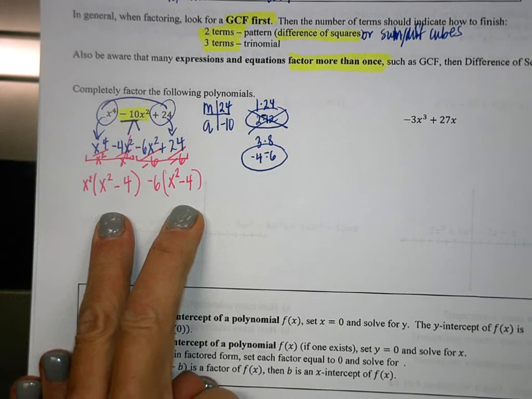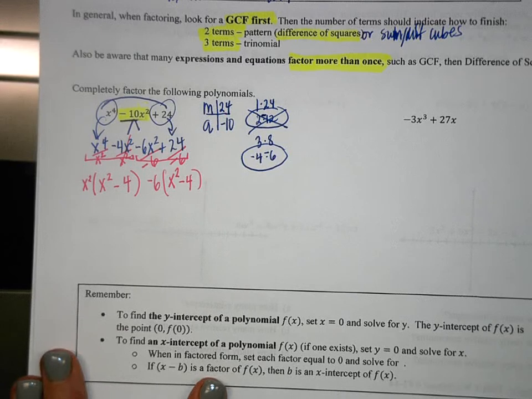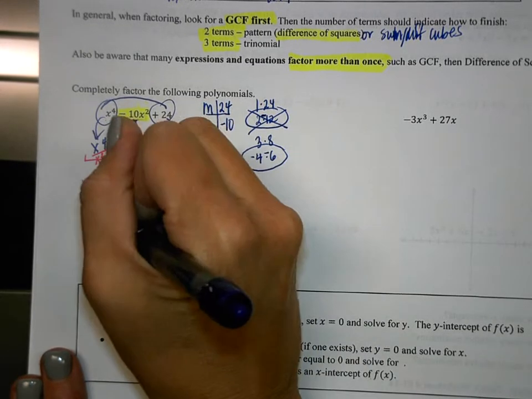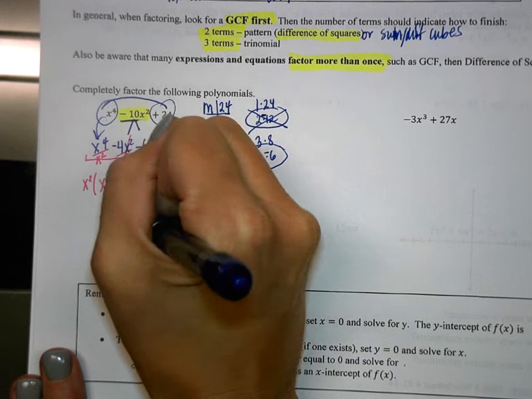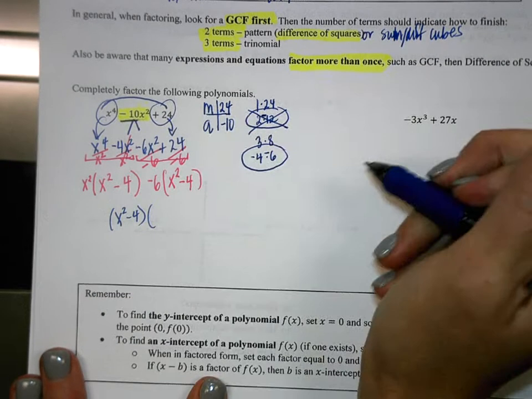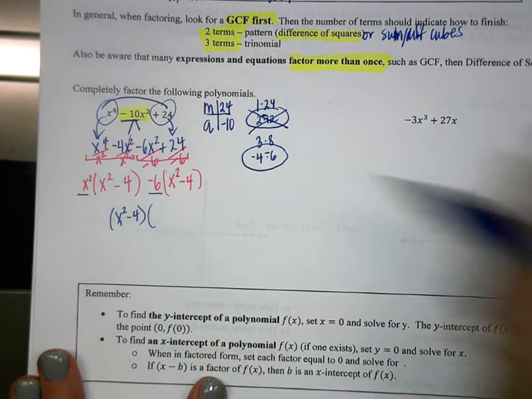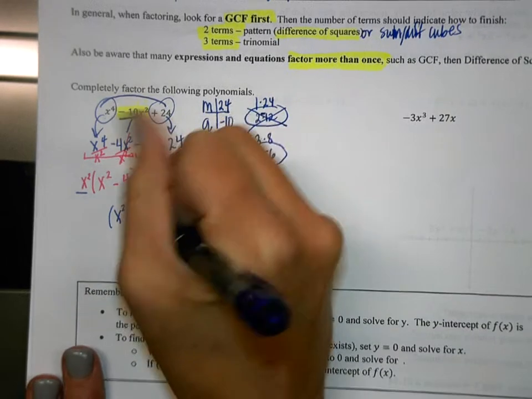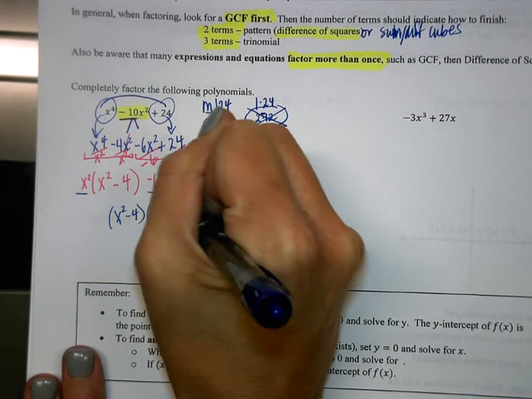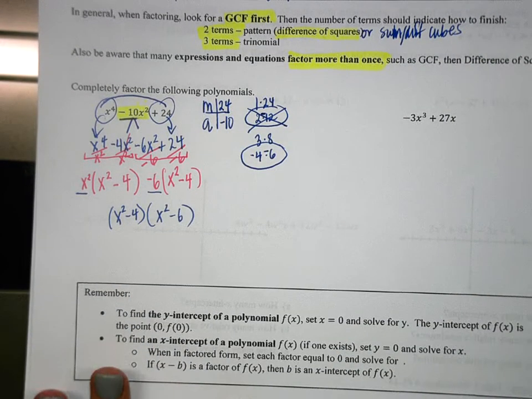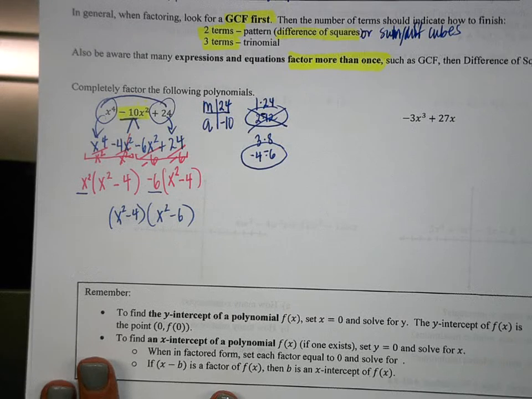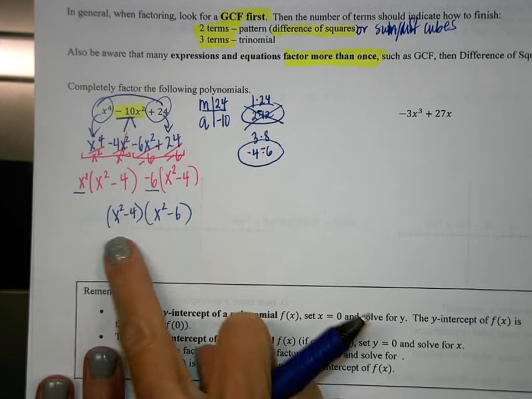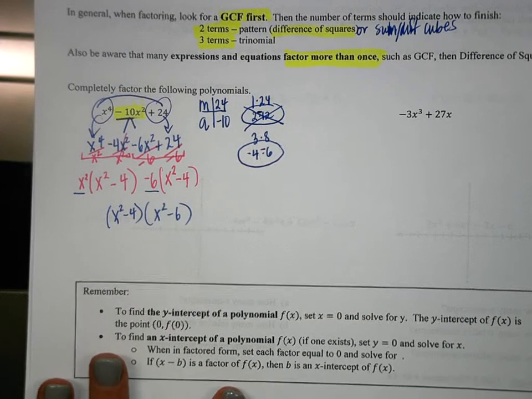Do they match? Yes. So now my GCF is x squared minus 4, correct? And so we factor this out, and we have x squared minus 4. And then my other parenthesis is what's left in front of each of those, which is x squared minus 6. Once we finish factoring here, we always want to check, can I factor more? So could either of these factor any more?